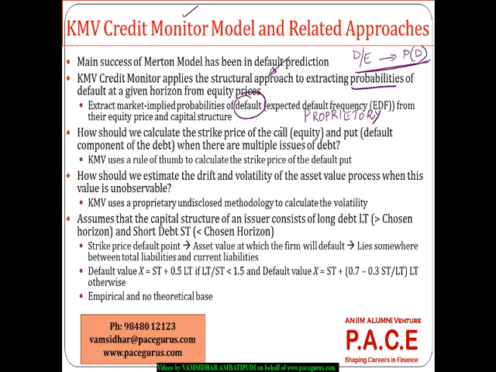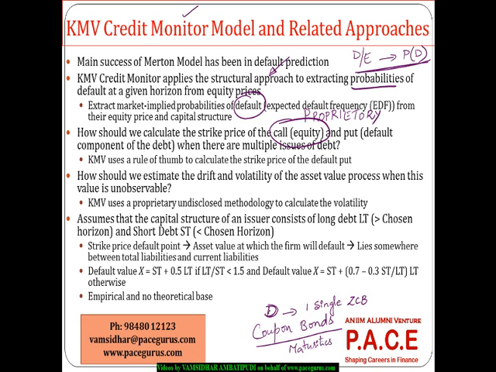How should we calculate the strike price of the call? We said the value of the debt, but this value of the debt we simply said as one single zero coupon bond. In case of the Merton model, we said that it is one single zero coupon bond. Now this is where the KMV model came out with an objection. How do I really ensure that this model I can use for different coupon bonds, different maturities? Can I use this kind of a model?